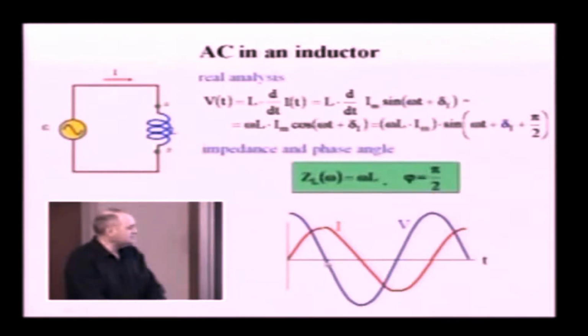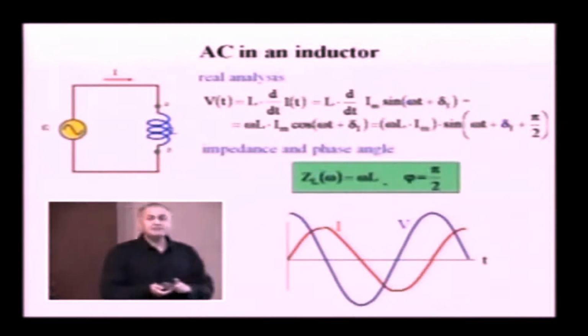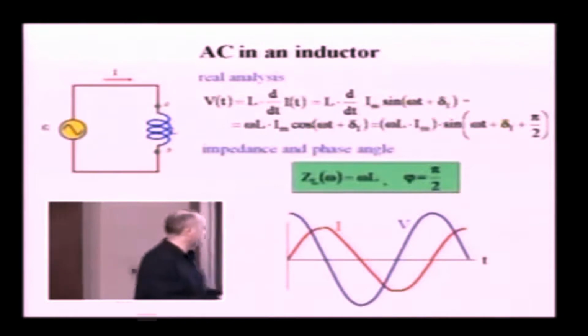At this instant, phase of the voltage is pi. We need to wait 1/4 of a cycle for the current to get phase pi. Let's now take a look at the phasors.